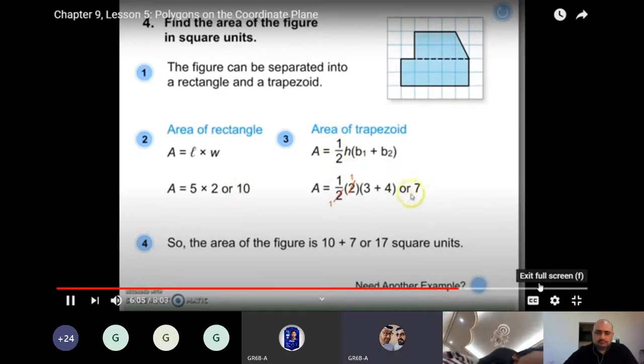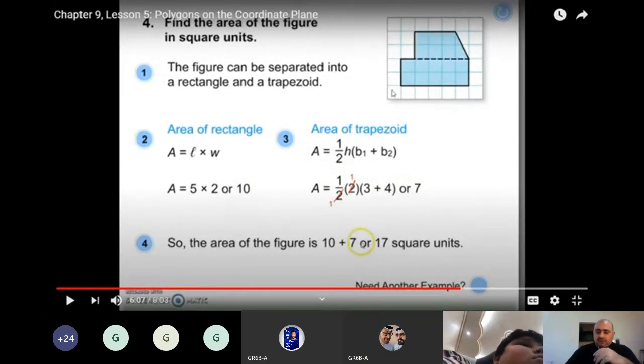For the rectangle plus the 7 for the trapezoid. As you see here in the coordinate plane, we have a composite figure. And as you see, if I divide the composite figure into 2 figures, down here we have a rectangle, and up here we have a trapezoid. And here the question: find the area of the figure in square units. I want to find the area of the composite figure.